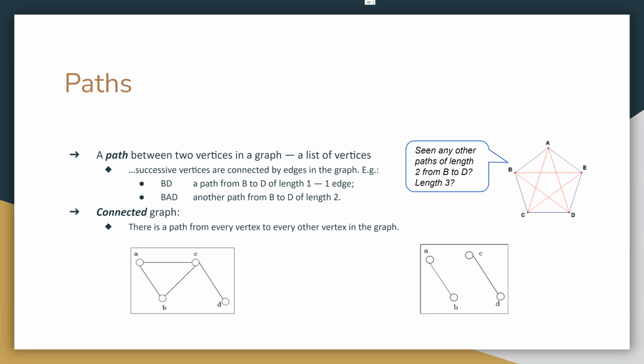Okay. So for this one, if we say from B to D, do we have a path of length 3? For example, BAED, that's 3. There are 3 edges in this path. And there are others too. BCAD, that would be a path of 3 as well. And BCED, that would be 3.